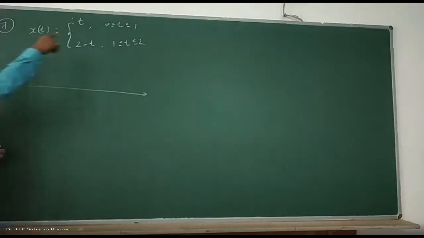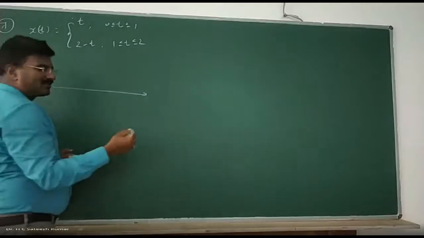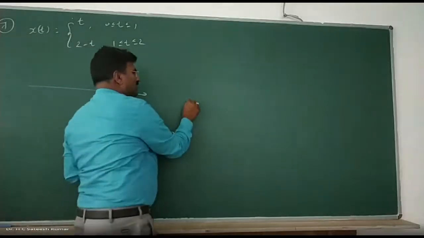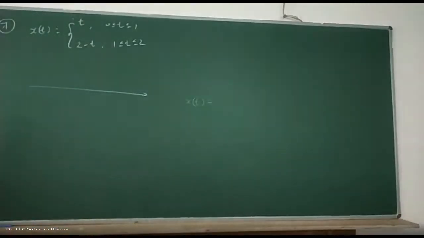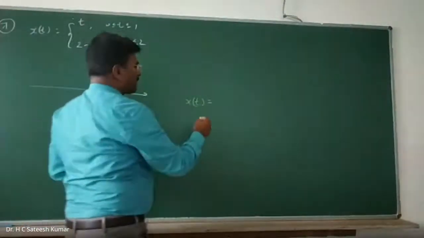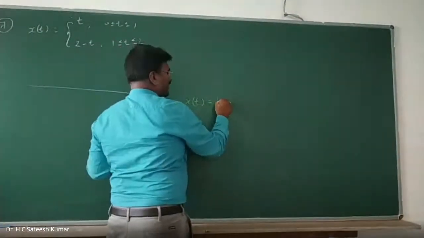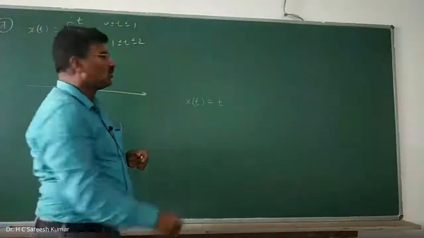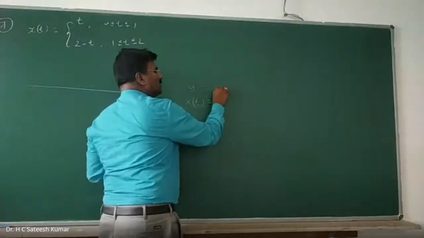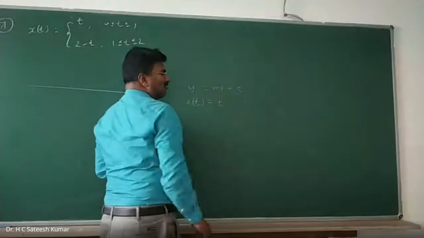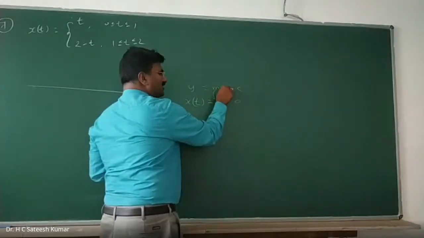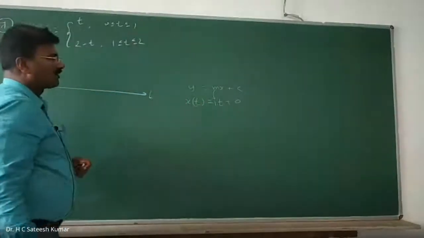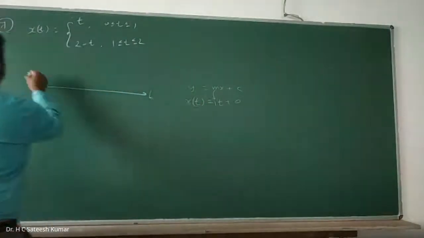What is this one? X of t equals t is a straight line. This is a straight line equation, y is equal to mx plus c, where c is the intercept, that is 0, and slope m is 1. The x-axis is the t-axis and the y-axis is x of t.